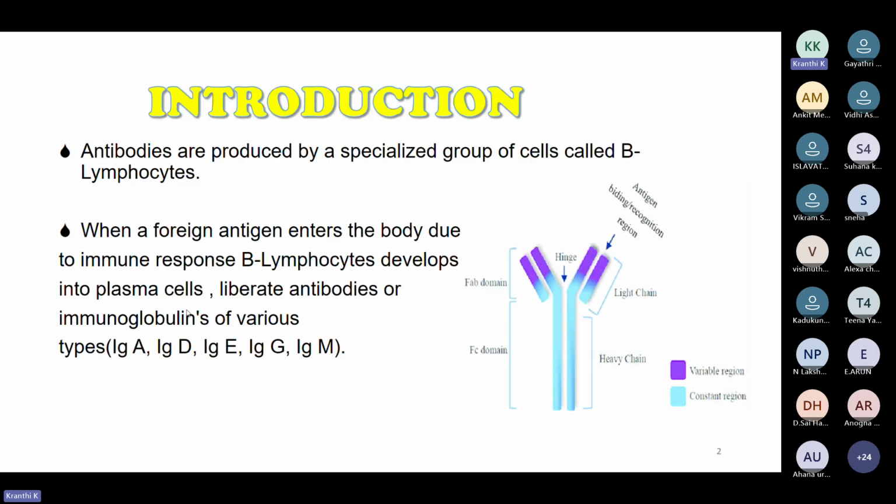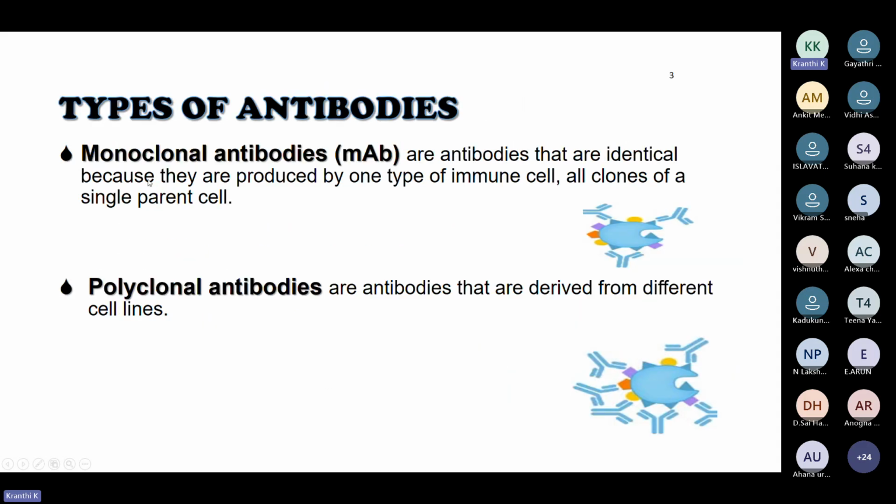Monoclonal antibodies. Antibodies are produced by a specialized group of cells called B lymphocytes. Usually antibodies are produced by B lymphocytes only. When a foreign antigen enters the body, due to immune response, B lymphocytes develop into plasma cells and liberate antibodies or immunoglobulins like IgE, IgD, different antibodies. Then what is the monoclonal antibody? Just now I told you. Monoclonal antibodies are identical because they are produced by one type of immune cell, all clones of a single parent cell.